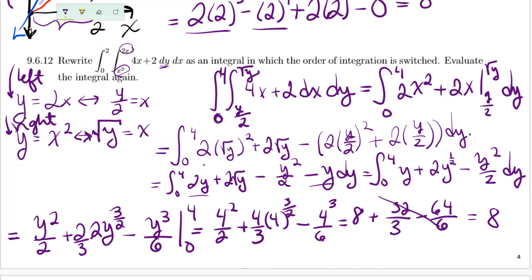I almost feel like I wrote this wrong. Oh, it should be 8 because the previous one was 8 and they should match. These should be the same because they're doing the same volume.